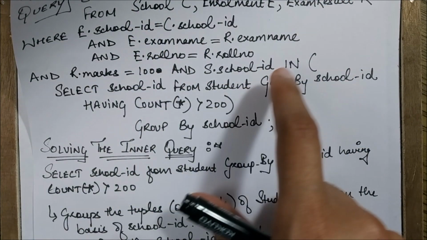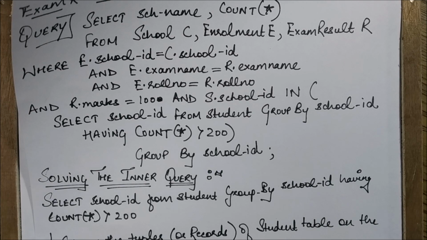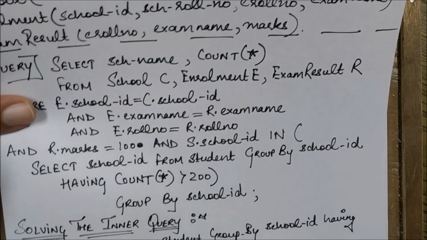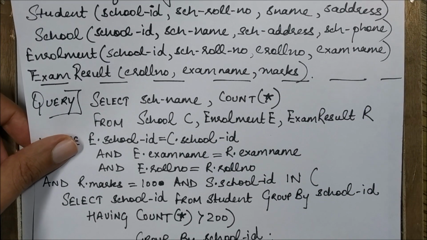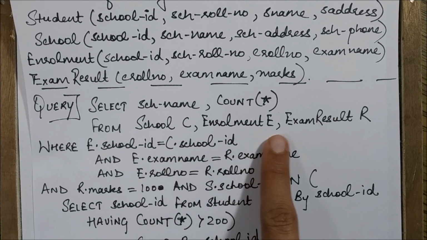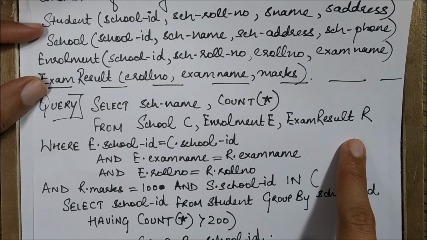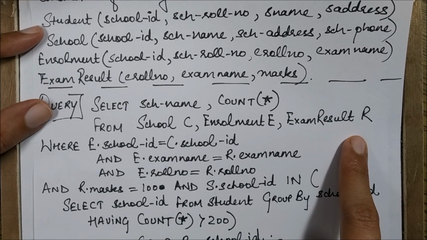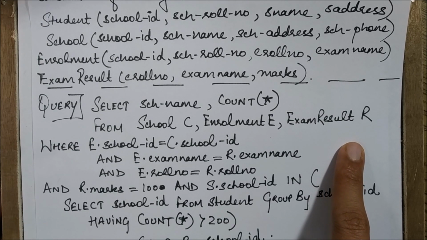And the outer query is just considering those schools. So it is just considering those schools which have more than 200 students in them. So now let's pay attention to the outer query. It says select school, enrollment, exam result. So it just concentrates on these three relational schemas: school, enrollment, exam results.